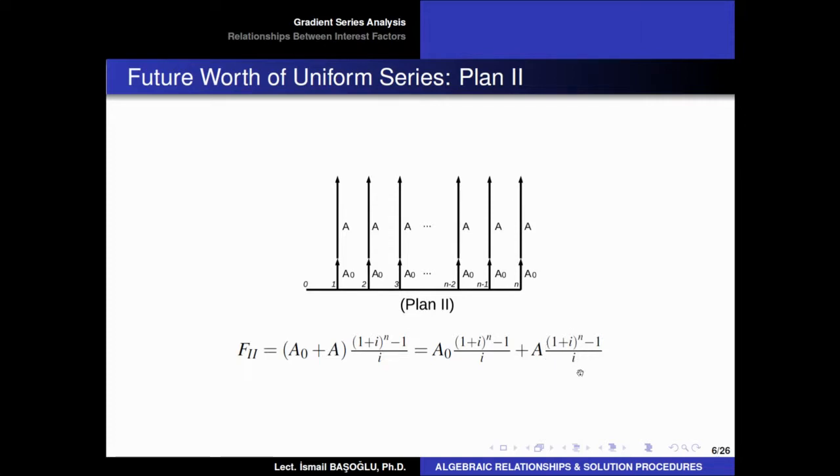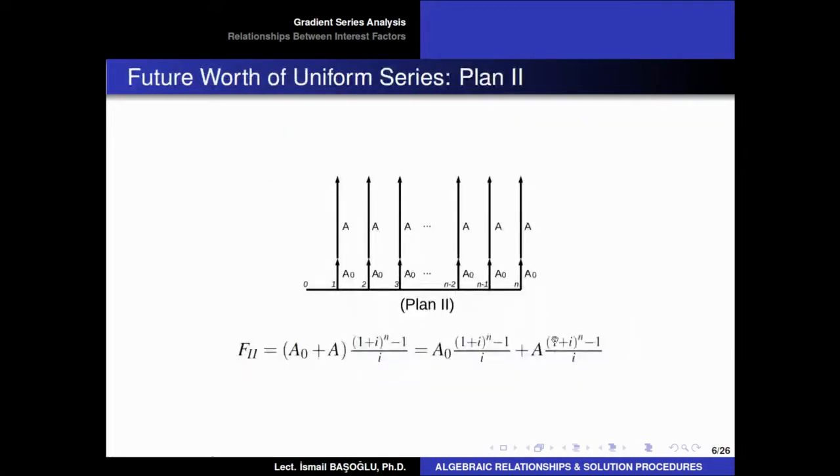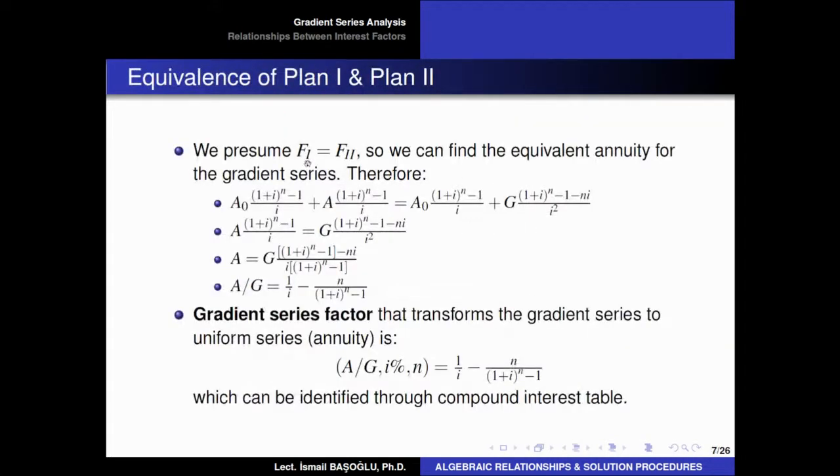Okay. Now remember, my objective was I would like to make this plan and this plan equivalent to each other so that for the size of G, what should be the equivalent uniform payment size of A. So here, what I'm trying to do is convert the G, the gradient, to a uniform series. How can I do that? By making the future value of the first payment plan and the second payment plan equal to each other.